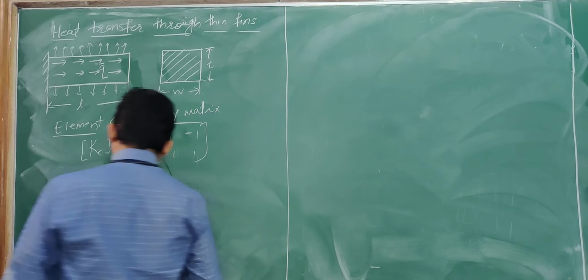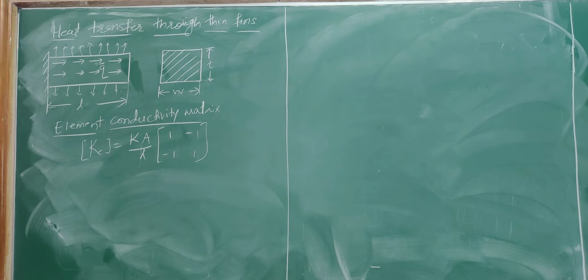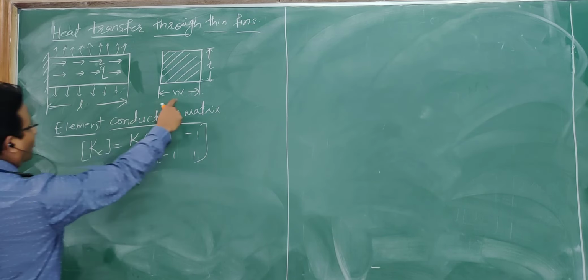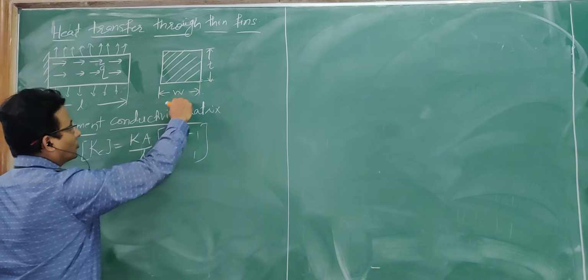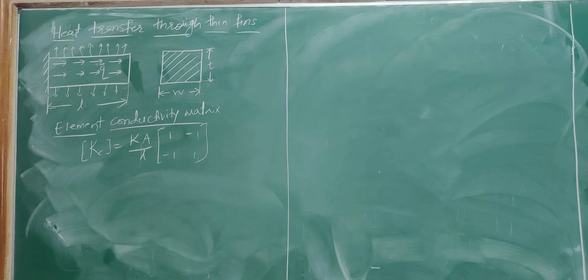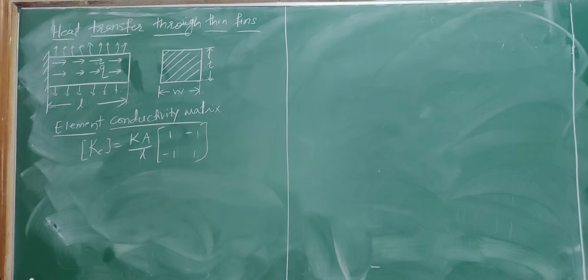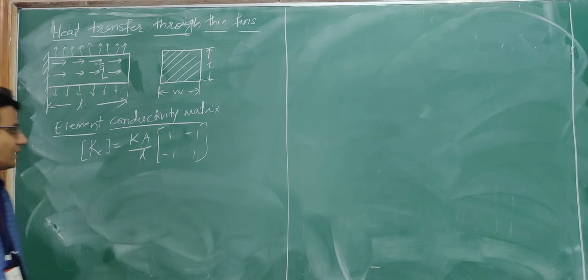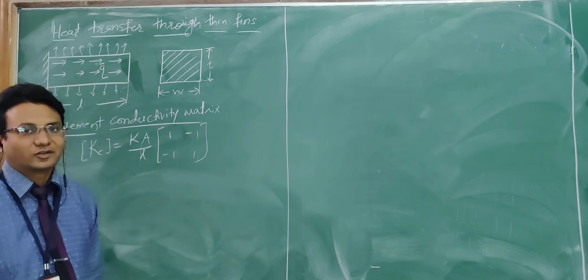When we want to discuss the heat transfer through the fins, there are two modes of heat transfer taking place in fins. One is conduction and another is convection. I have taken a fin of length L and the cross section is having width W and thickness T. Because of conduction, we have already seen how we derived the stiffness matrix or the element conductivity matrix as Kc equals KA by L into [1 -1; -1 1], where K is the thermal conductivity of the material.